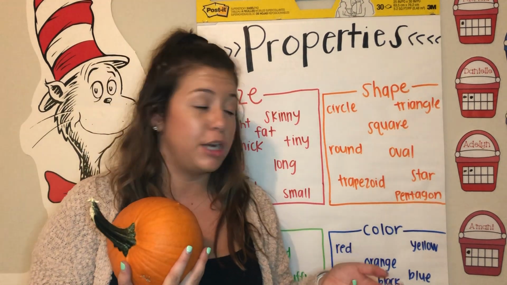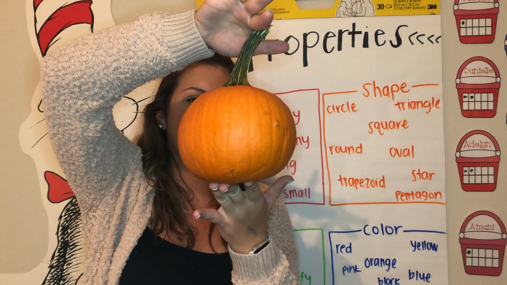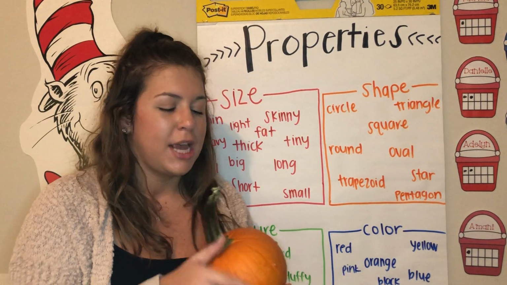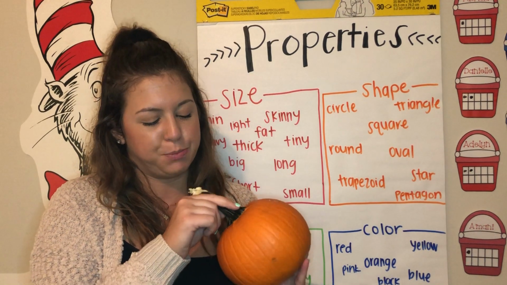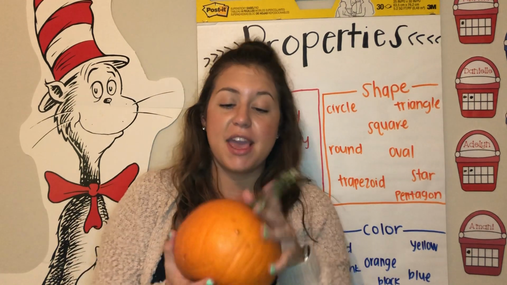And the last one I want to do is the color. So you guys can look at the color. And we know that a pumpkin is orange. This pumpkin is orange. And the stem is kind of like a brownish black with some white in it. So that's how I can describe the color property of our pumpkin.